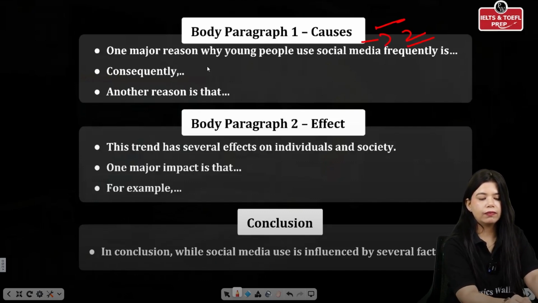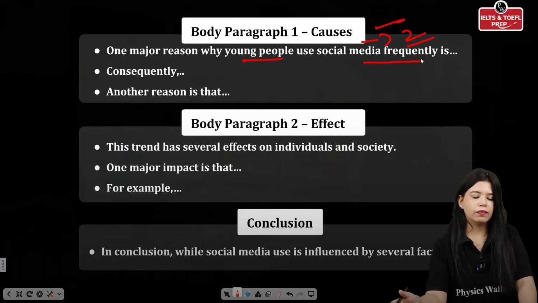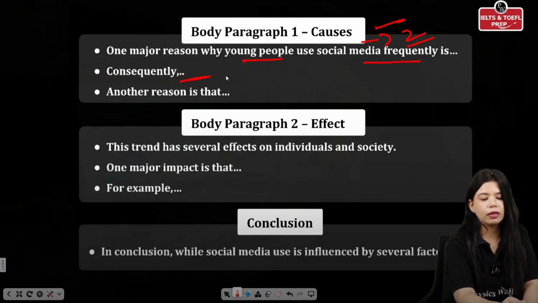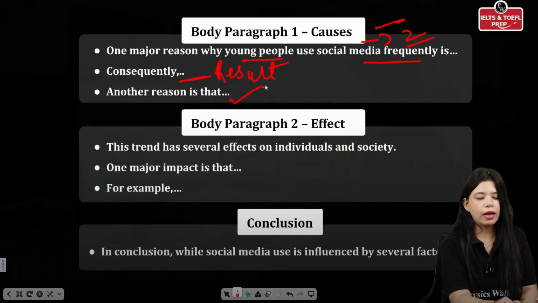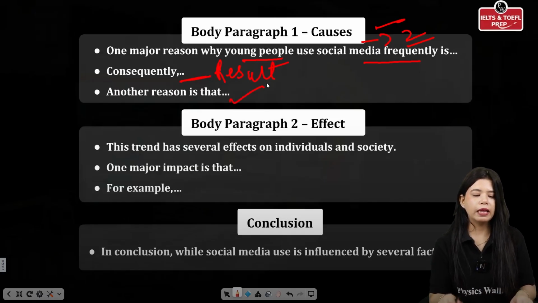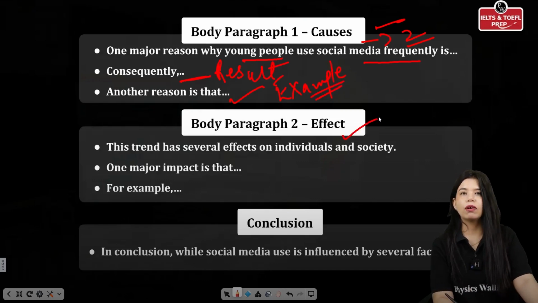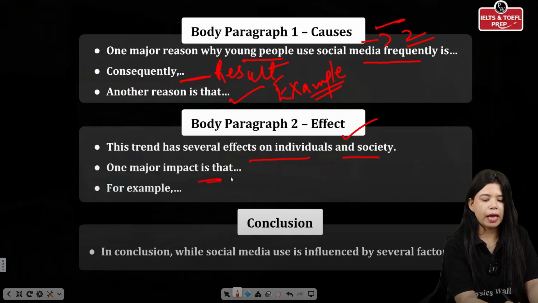And you can begin like this. One major reason why young people use social media frequently is blah blah, whatever your reason is. And then you have consequently, that means उसका result क्या है, what's the result. In place of consequently, you can also use the phrase as a result. And then you add another reason for that, you explain that, you add a relevant example, and you are sorted, done and dusted. Then you move to body paragraph 2 and you talk about effects, which you can begin like this. This trend has several effects on individuals and society. One major impact is that.